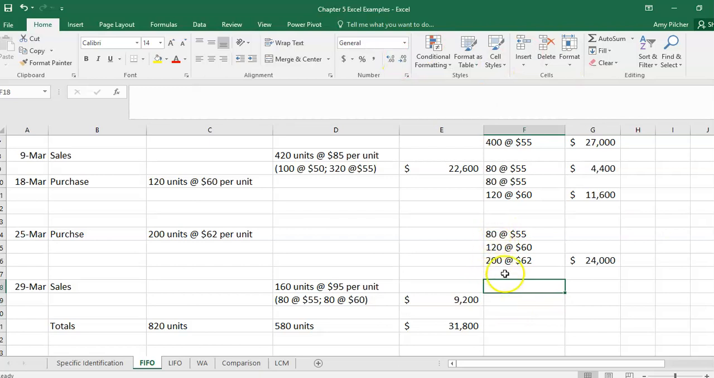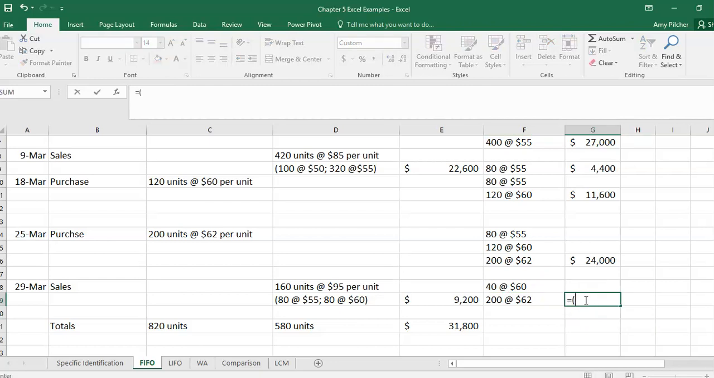And our ending inventory now, we have 40 left of these $60 ones and 200 of $62. So our ending inventory is 40 times 60 plus 200 times 62, $14,800 versus a cost of goods sold of $31,800.